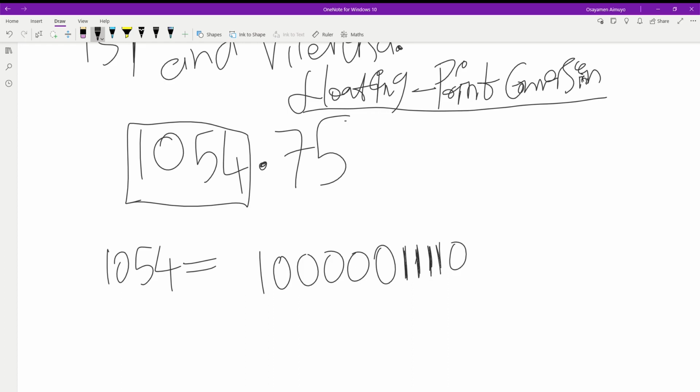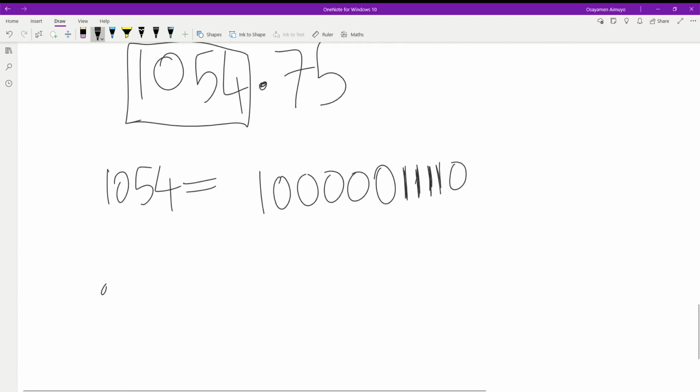Yeah, that should be 1054 in binary, if I am not mistaken. Okay, let me just verify that. That was a very long number. Okay, let's see here. Okay, it is correct. Now, 0.75.